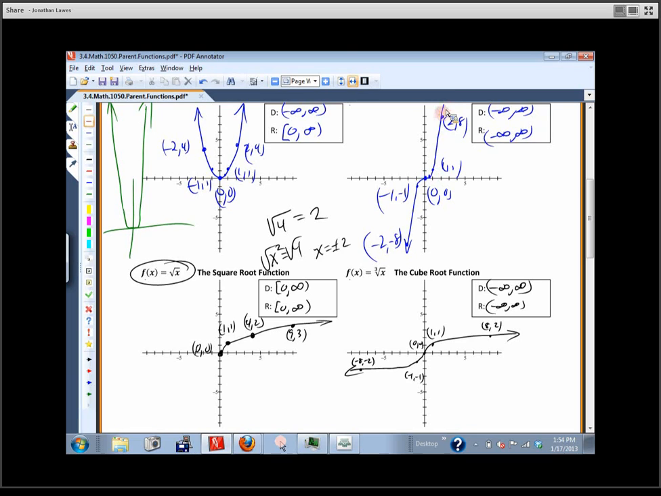So you know how this one's really steep and it comes down here and it kind of flattens out just a little bit? This would be really flat and then it would get really steep. It's going to kind of hug the y-axis rather than the x-axis. Does that make sense? Okay. Any questions?